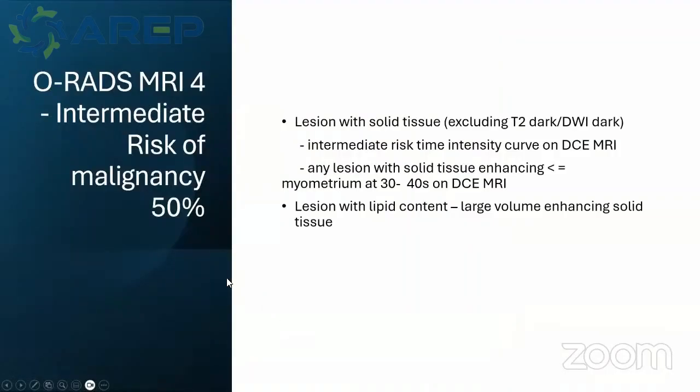Then O-RADS category 4: any solid lesion with an intermediate risk time intensity curve. And any lesion with solid tissue that enhances less than or equal to myometrium at 30 to 40 seconds on a non-dynamic MRI. And a lesion with lipid content which has a large amount of enhancing solid tissue.